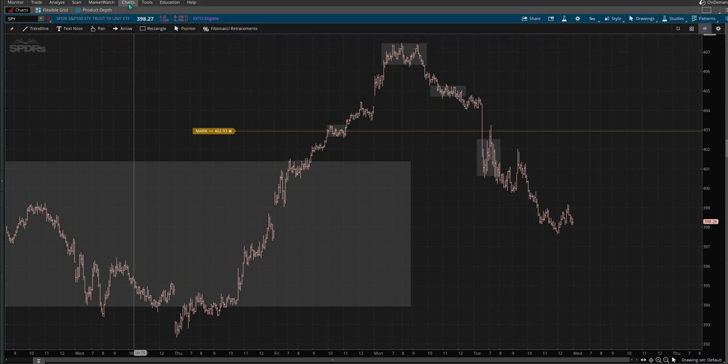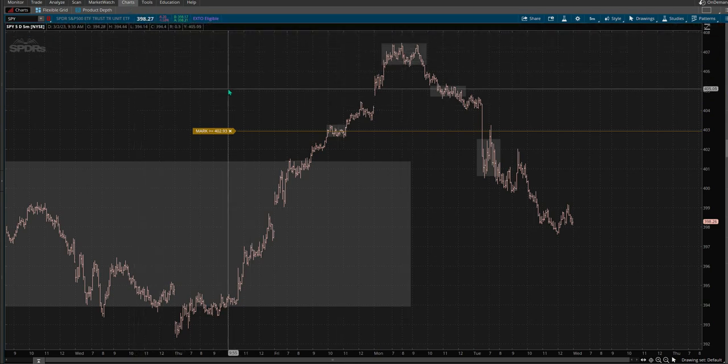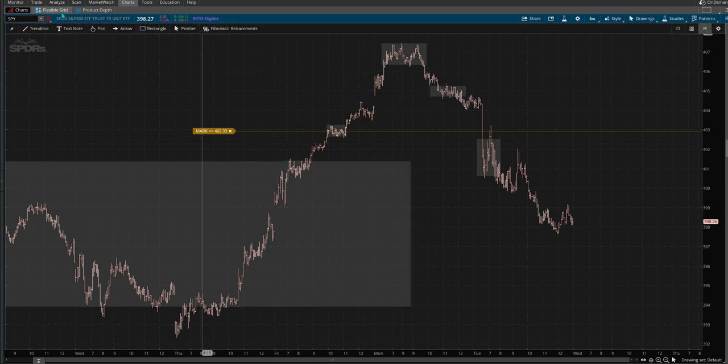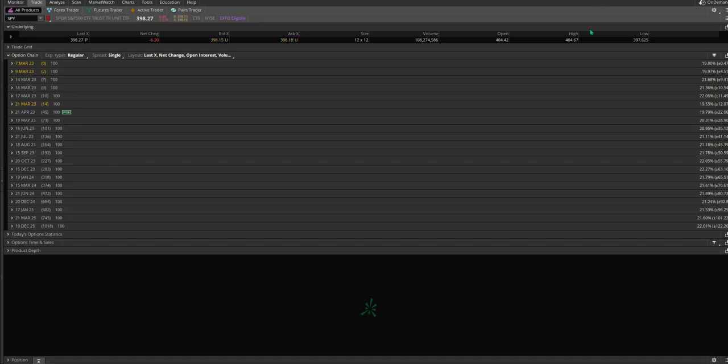I don't know if you have the same charting system I do. I have Thinkorswim. So you click on charts, this tab here, and that brings up the charts, and then you click on trade, and that will bring up the options. Okay, here we are in trade. So you've got to pick your month. This is March, and in parentheses, this is the expiration.